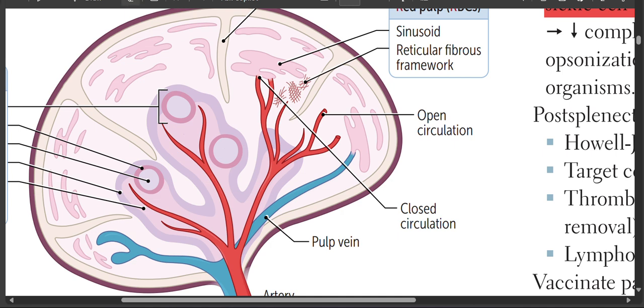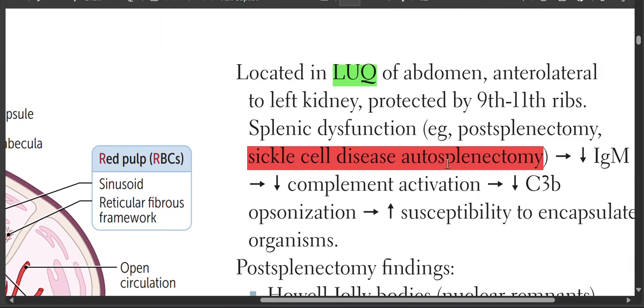Now, one very important thing to remember is that this autosplenectomy actually happens till the age of 5. So after the age of 5, any kid with sickle cell disease does not have a spleen. That is an assumption that you need to make. Any kid with sickle cell disease is asplenic, meaning does not have a spleen, by the age of 5.